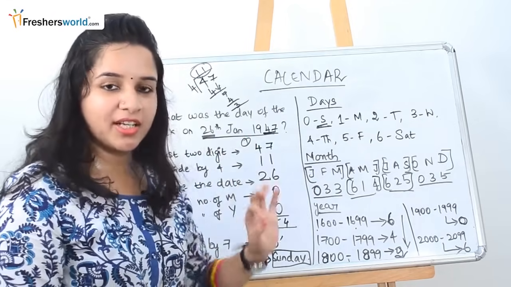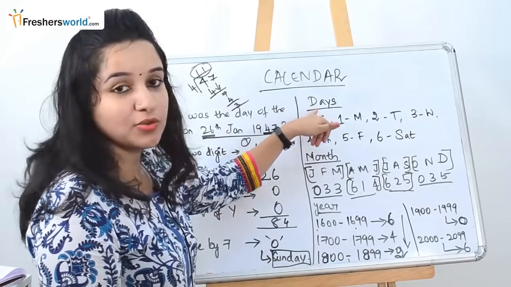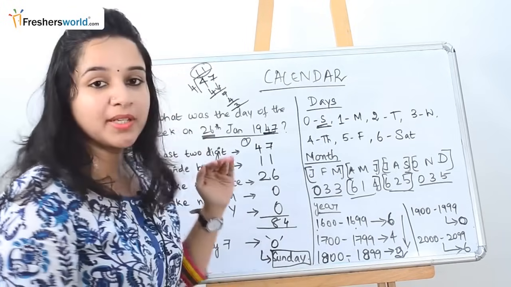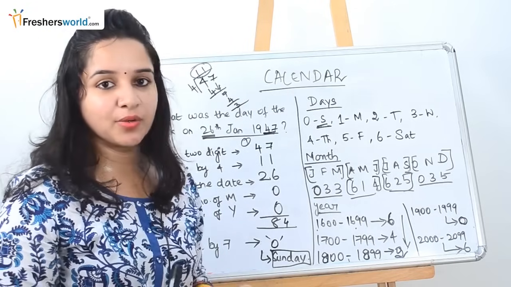Then they are asking for the day. So you will divide it by 7. The remainder of it is nothing but the number code of the days. So you can directly write it. Initially it will be really tough, but once you understand the 6 steps, you can really easily finish off the sum.